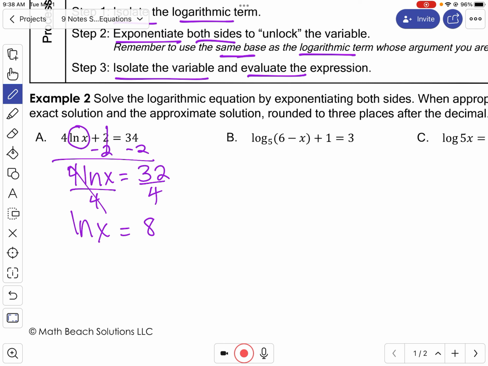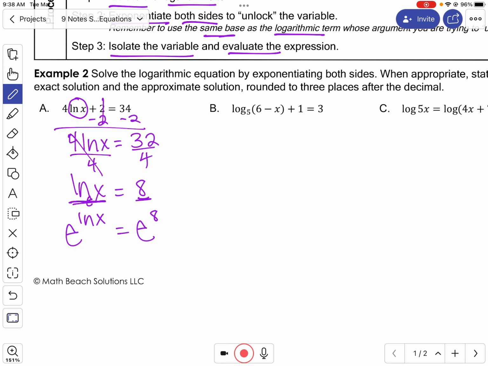Okay, so once we isolate the log, then you're going to exponentiate both sides, which means whatever the base is of this log, which is e, I'm going to change it to exponential. So I'm going to do e raised to this power, and then I'm going to do the same thing to the other side, e raised to this power. So I am looking at my base, and then I'm raising it to this power and raising it to this power, so using the same base. Since these bases are equal, we've already talked about this on exponential, we can set those equal to each other. Actually, these cancel out, so I just have x, and that gives me e to the 8th power.